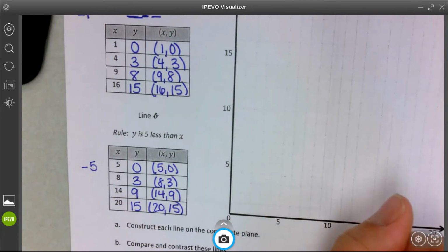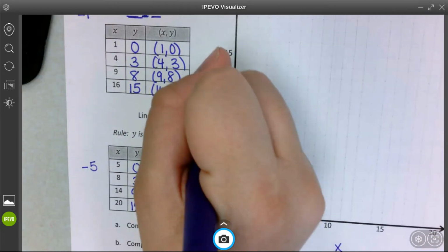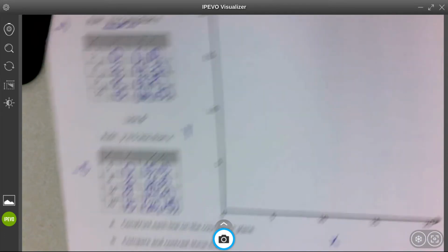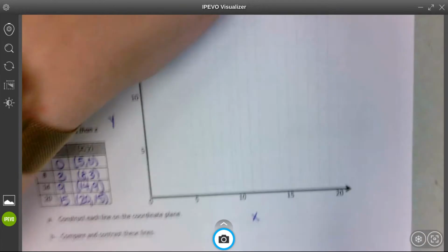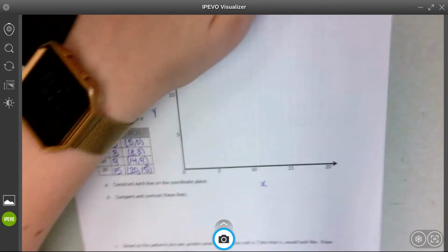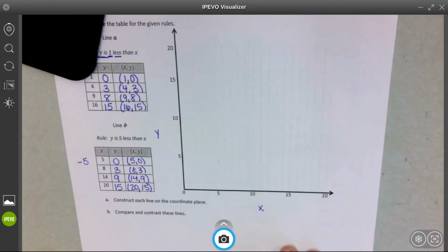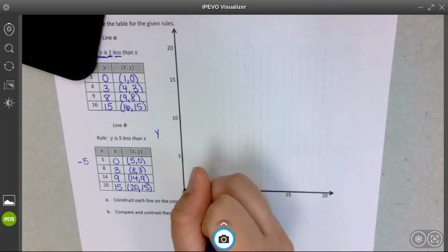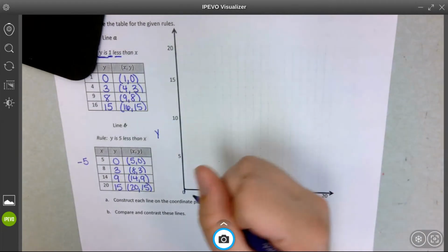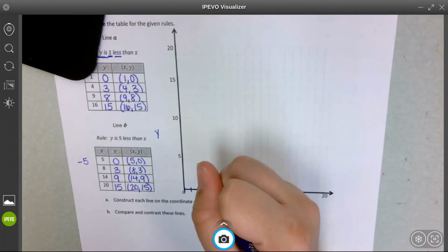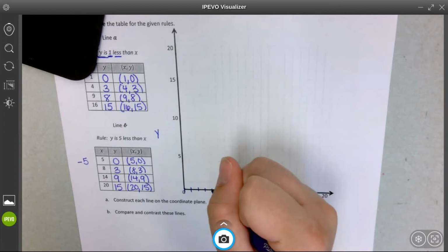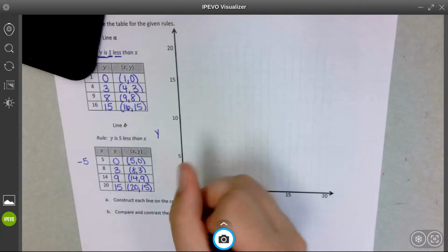First thing I want to do is write my x, and here's my y. Then I want to make sure that I am counting by the right number. So I'm going to look and try to figure out what my scale is. What am I counting by? I know it's not copied very well, but it looks like I have 1, 2, 3, 4, 5. It looks like we're counting by ones.